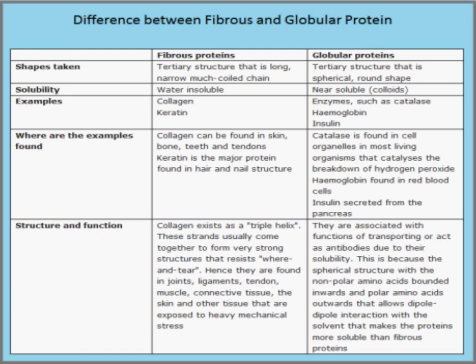Whereas globular proteins are often associated with the function of transporting or acting as antibodies due to their solubility. This is because of the spherical structure with non-polar amino acids bound inward and polar amino acids outward, which allows dipole-dipole interaction with the solvent and makes the protein more soluble than fibrous protein. As we have read, they are nearly soluble. This is the reason that they are more soluble.